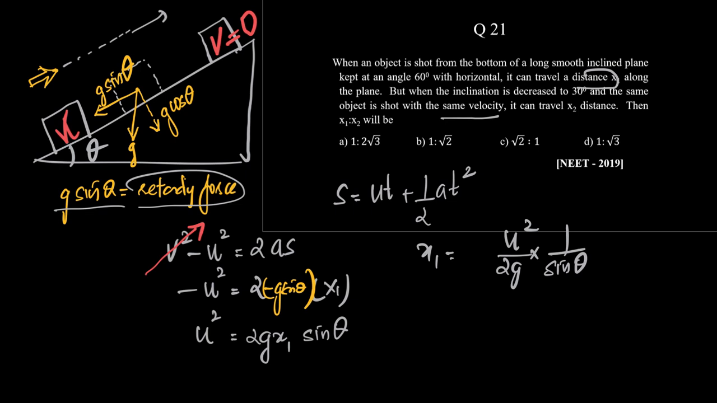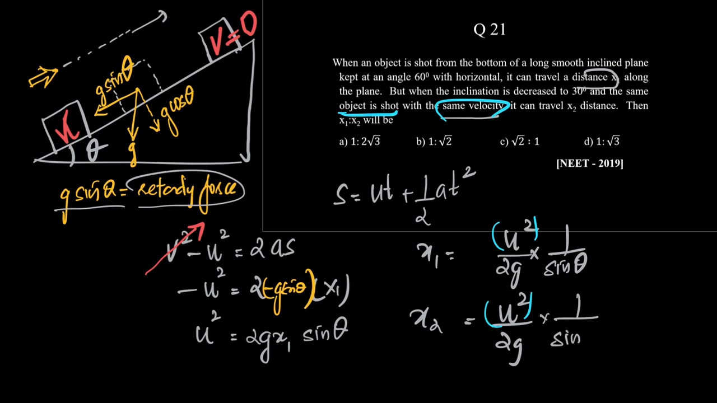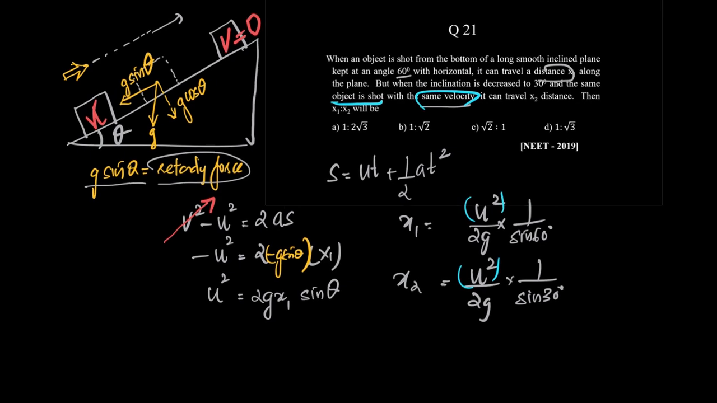Now since it is given in the question that the same object is shot with the same velocity, the next displacement x2 can be written as u square by 2g, because it is the same velocity. But what will vary here? Instead of 1 by sin theta, what was the first angle it was projected at? It was projected at 60 degrees, so we have sin 60 degrees, and the other would be sin 30 degrees. And now when you divide these two, what do we get?